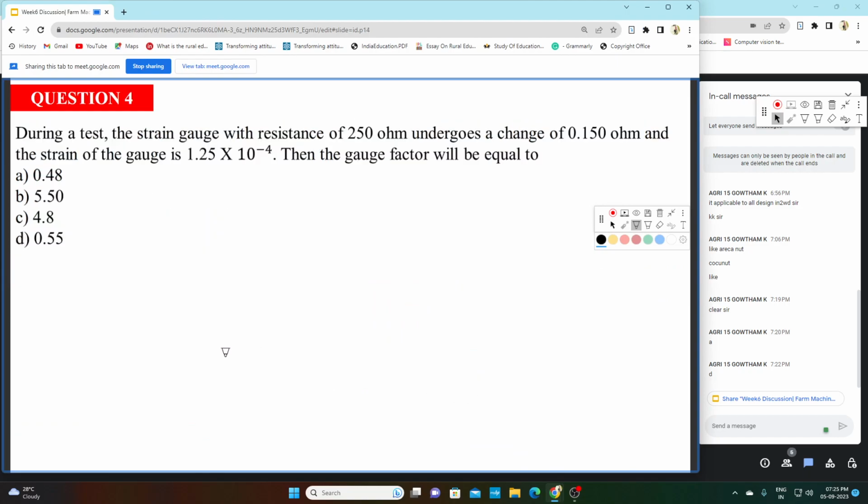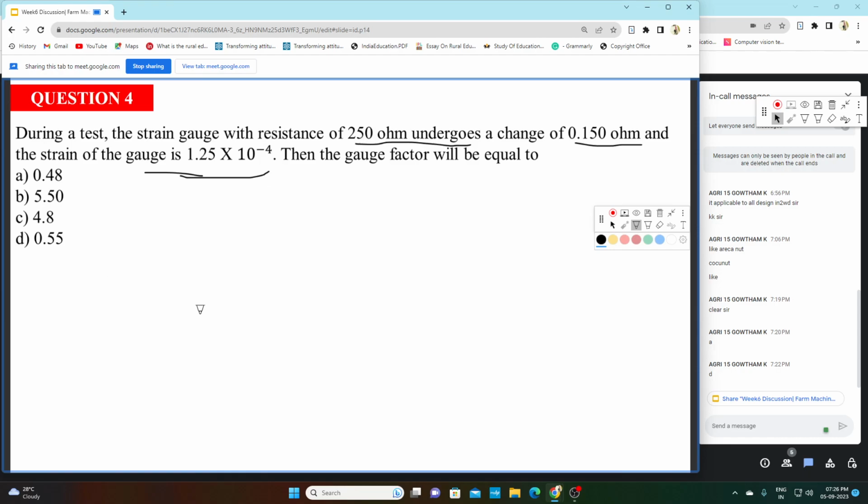Now during a test, the strain gauge with resistance 250 ohm undergoes a change of 0.150 ohm, and the strain of the gauge is 1.25 into 10 raised to the power minus 4. Then the gauge factor will be equal to, these are the four options: 0.48, 5.50, 4.8 and 0.55. So this is a very simple question.